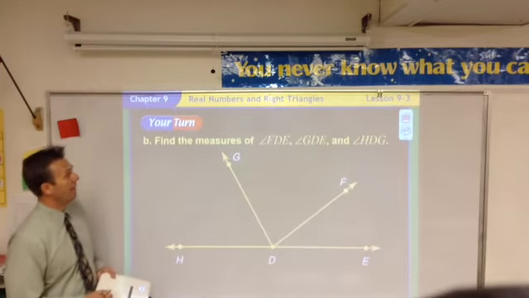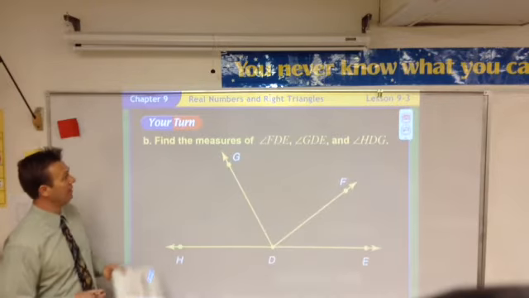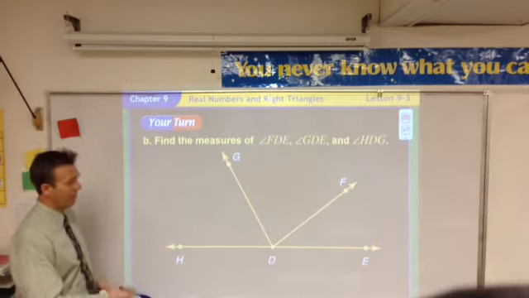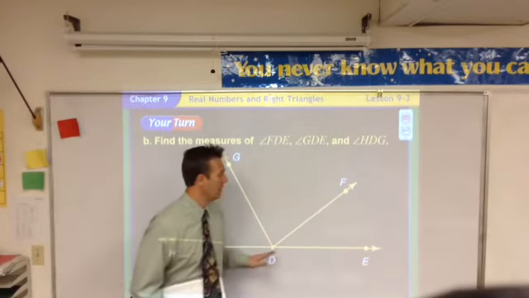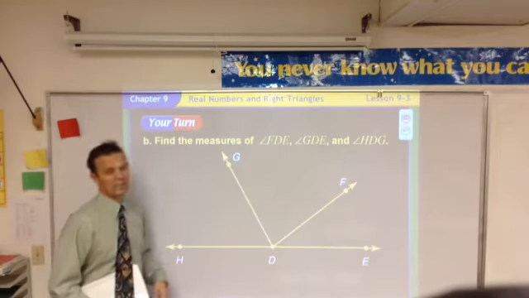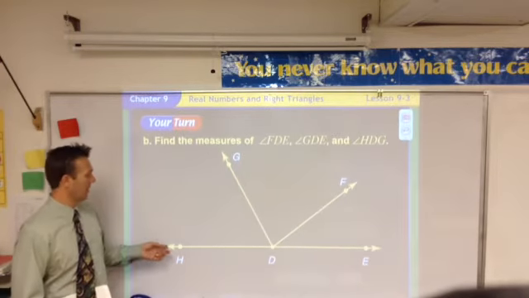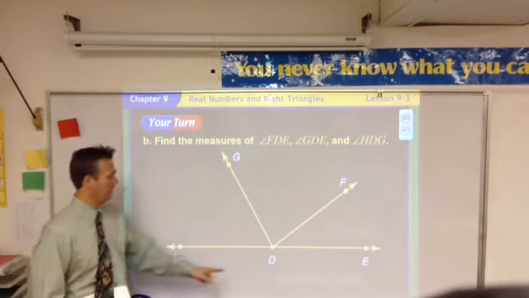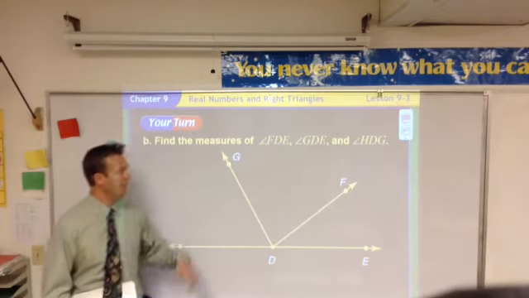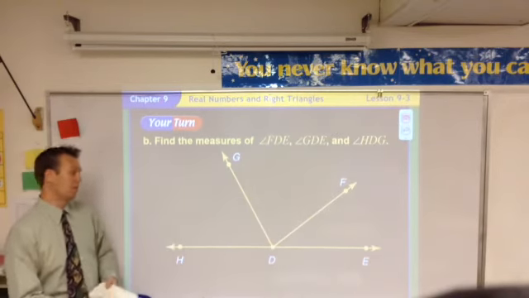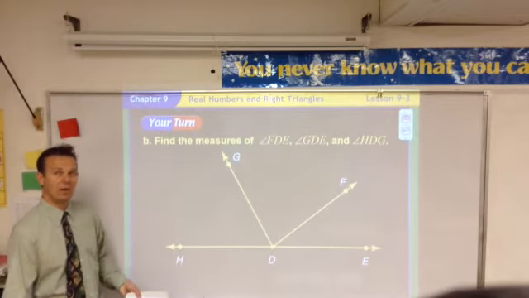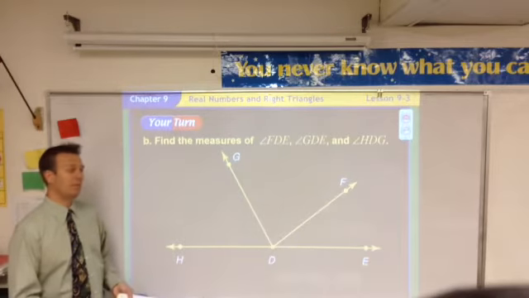Okay, then they ask you to find the measures of these. Again, go ahead and draw a straight line and draw 3 angles as close as you think that you can. And then label them, the H here, the D, the G, the F, and the E, and go ahead and find those measurements.